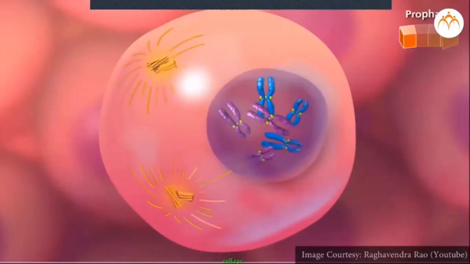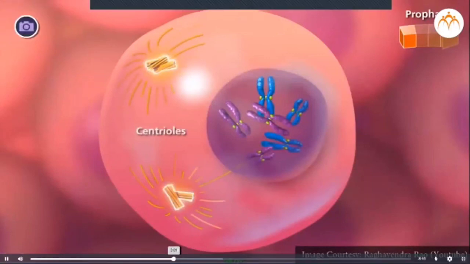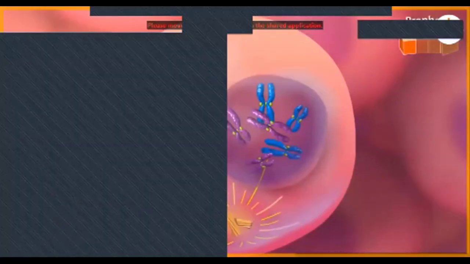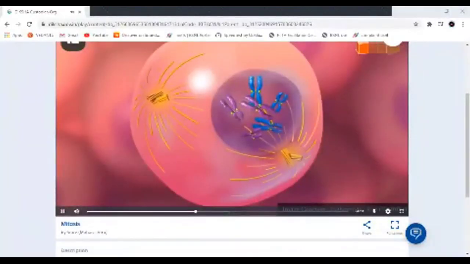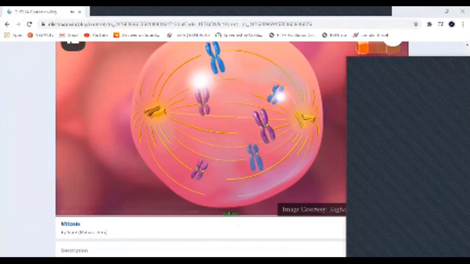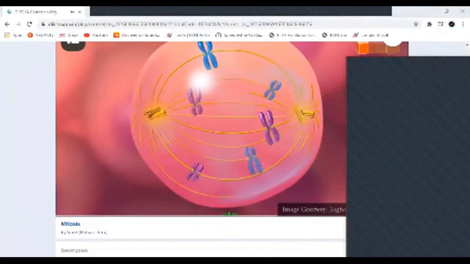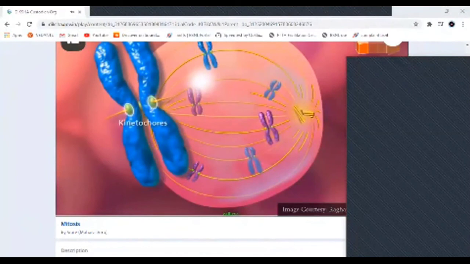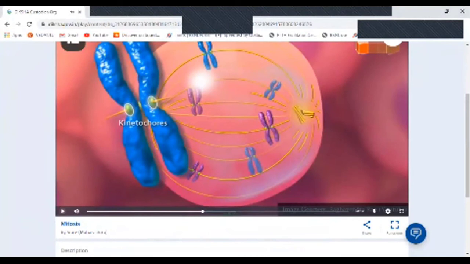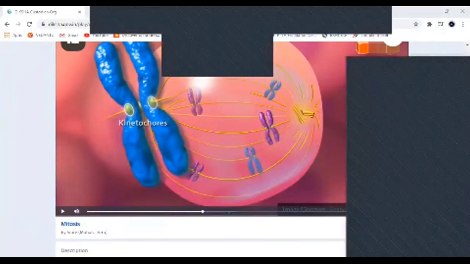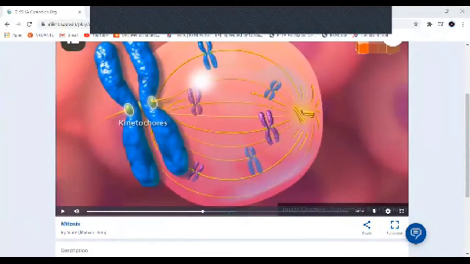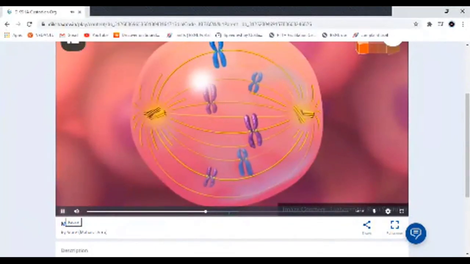Nuclear membrane and nucleolus start to disappear. The chromatin network of interphase starts to become shorter and thicker due to coiling as well as loss of water. Each chromosome is duplicated and visible in the form of a pair of sister chromatids, or pairs of identical copies of DNA joined at a point called the centromere, which remains attached at a common point called the centrosome. By the late prophase, chromosomes are visible as thick threads. Nuclear membrane and nucleolus disappear completely.